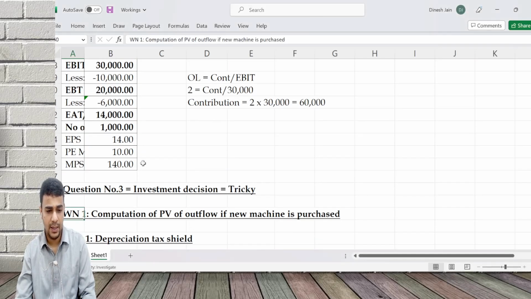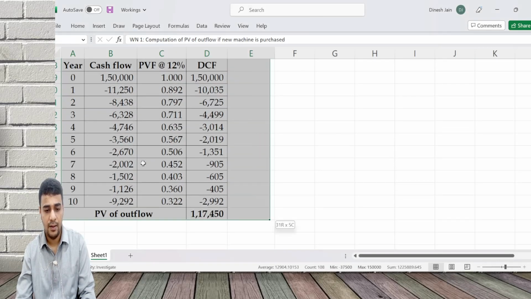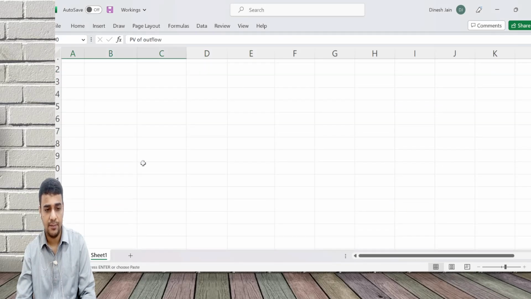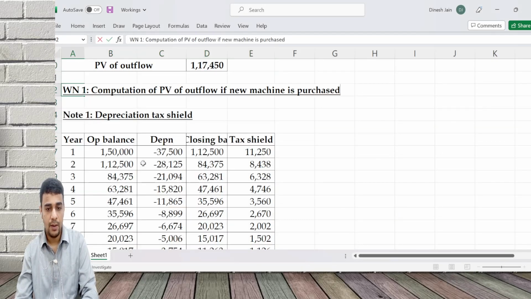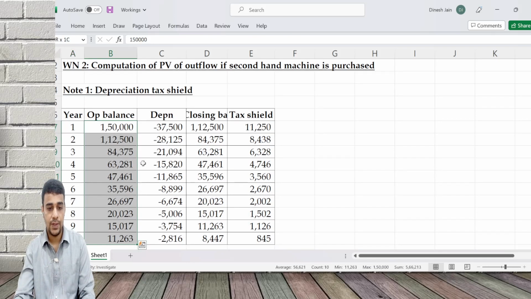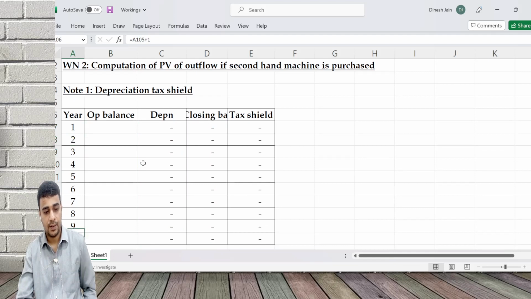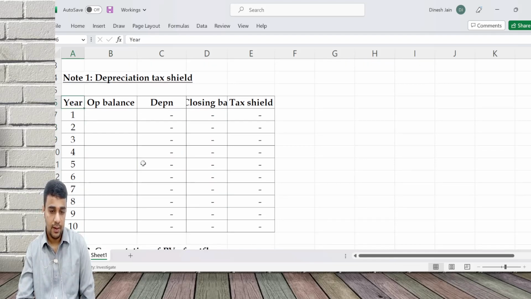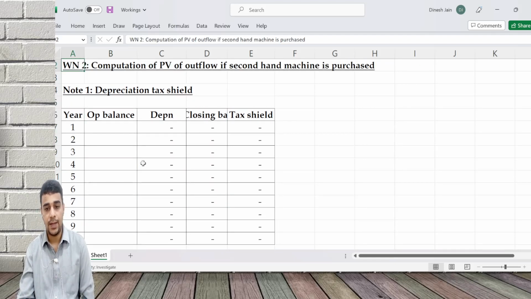I'm going to keep it to the same format, capturing exactly the same thing. Working note 2, computation of PV of outflow if second hand machine is purchased. Note 1, depreciation tax shield.